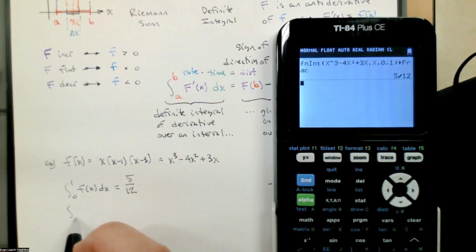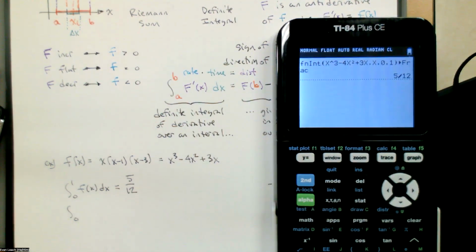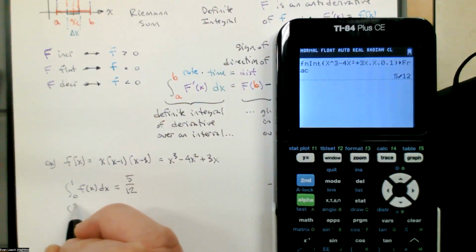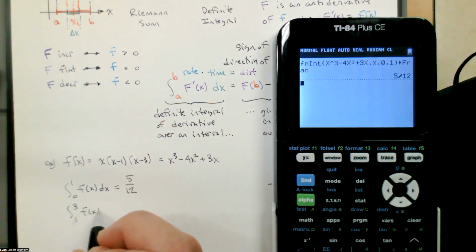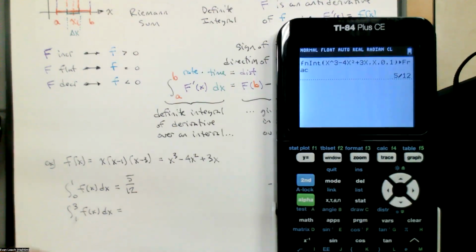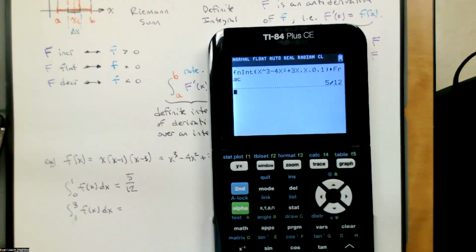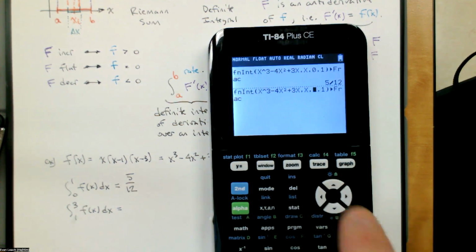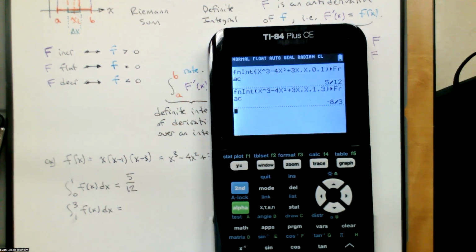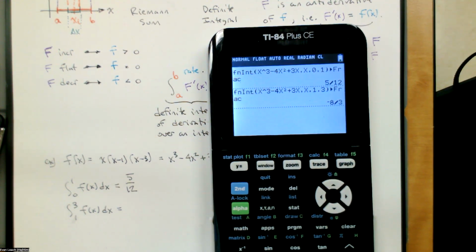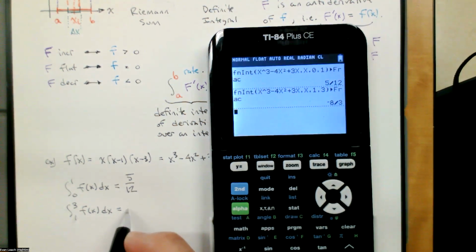Then I asked you to do the integral from 1 to 3, in which case we could use the same command. So I'm just going to press second entry to get the same thing and change the starting from 1 and going up to 3. And then something interesting happens here. We get a negative value. Why do we get a negative value is the question. So first, let's write this down, -8/3.